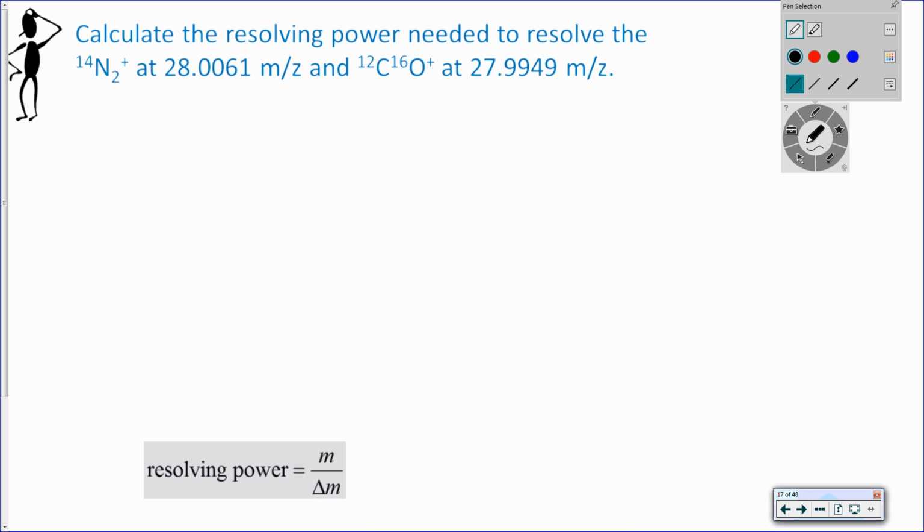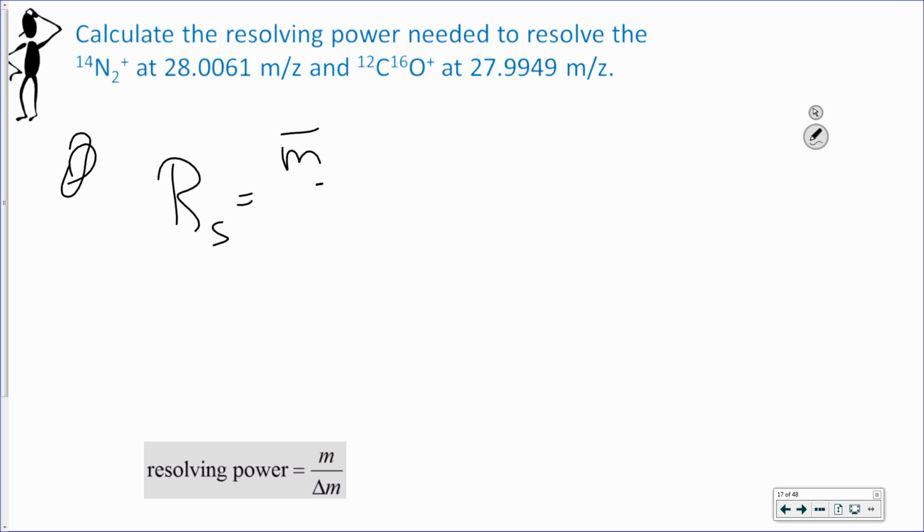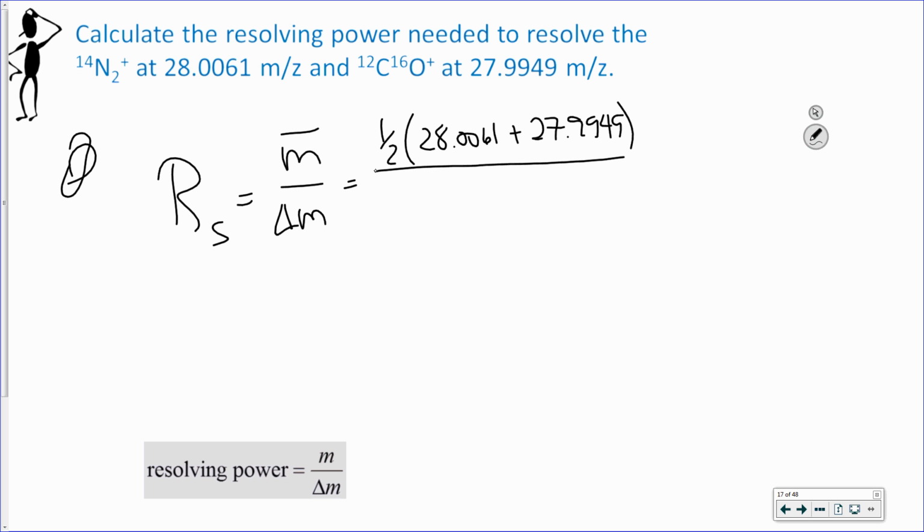So if you were going to calculate the resolution, try that again. Rs is resolution. You take the average mass divided by the change in mass. So I take the two masses to get the average of them, and divide that by the difference in the masses.